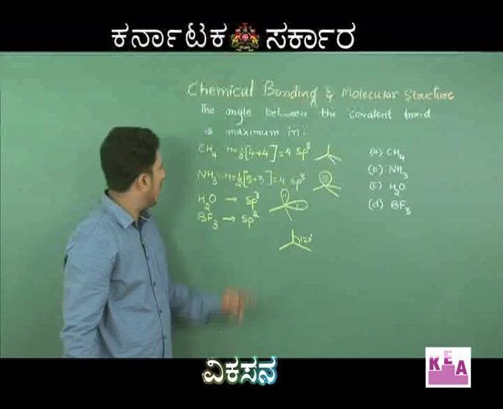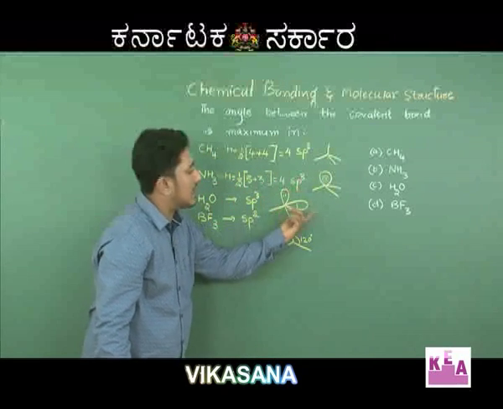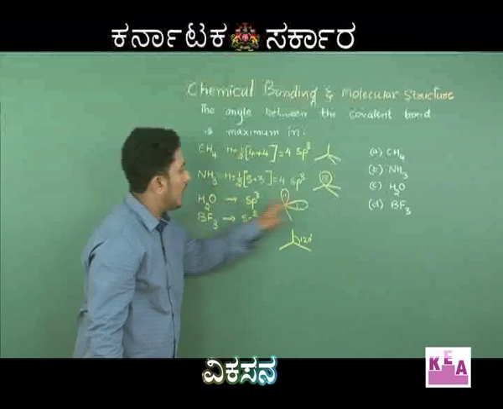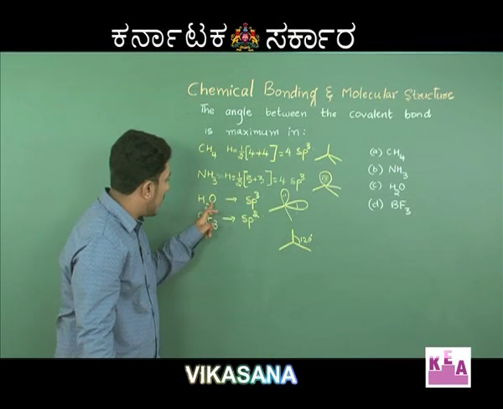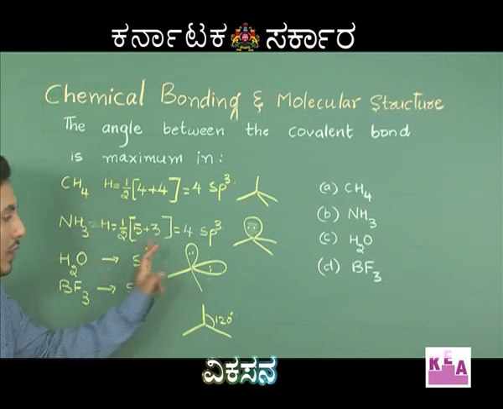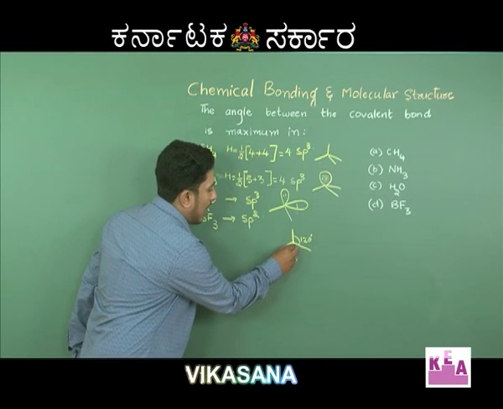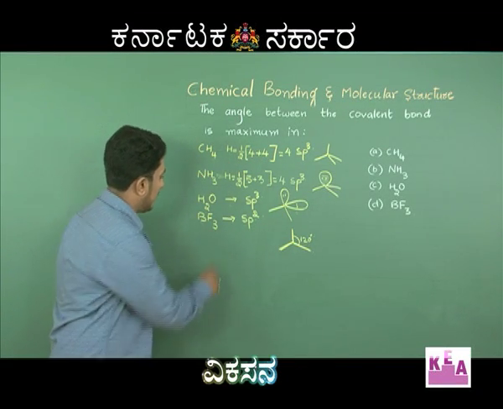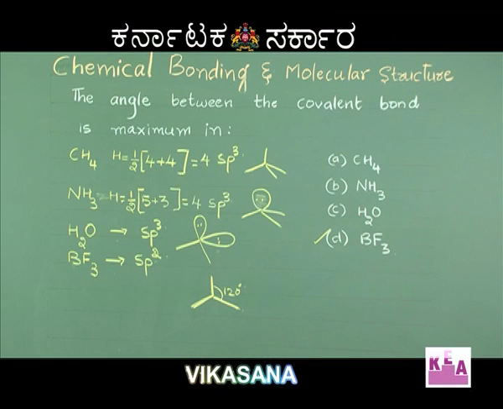Now we can compare. Methane, perfect 109 degrees 28 minutes. Ammonia, the bond angle is less than 109 degrees 28 minutes because of the presence of a lone pair of electrons. In water, the bond angle is less than 109 degrees because it contains two lone pairs of electrons. Boron trifluoride, the bond angle is 120 degrees because it has a trigonal planar shape. The question is, the angle between the covalent bonds is maximum in boron trifluoride, and hence boron trifluoride is the right answer.